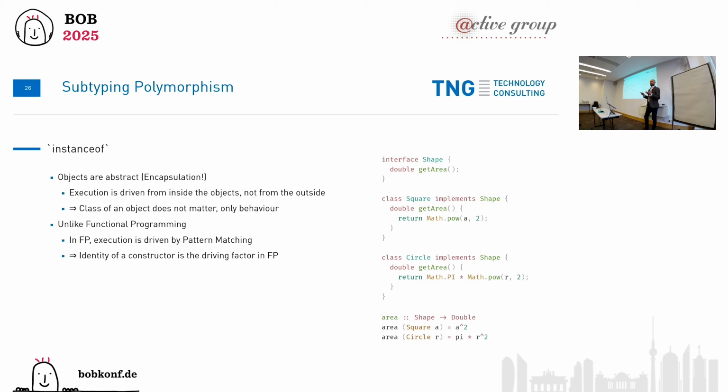In functional programming, program execution is driven by pattern matching. That is, by inspecting values and making decisions based on their constructor from the outside. An instance of does exactly that. It inspects the class of an object in order to make decisions from the outside.